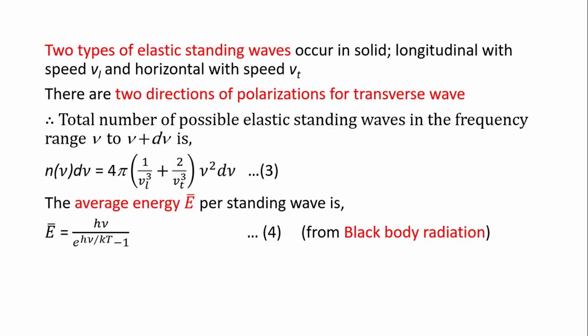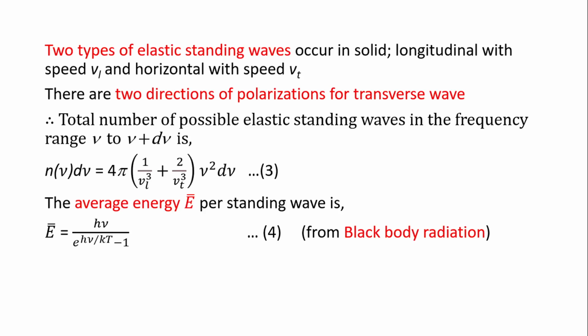Now, the important change here is that two types of elastic standing waves occur in a solid. One is longitudinal, traveling with speed v_l, and the other is transverse, with speed v_t. And there are two directions of polarization for the wave traveling with speed v_t.